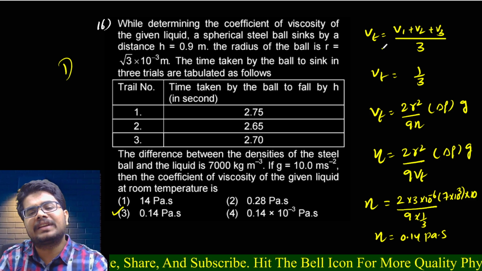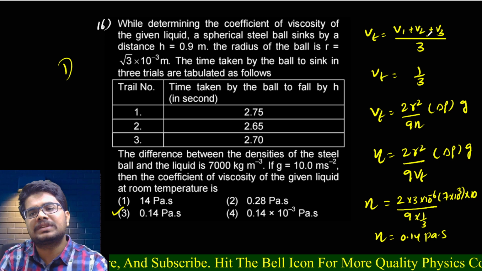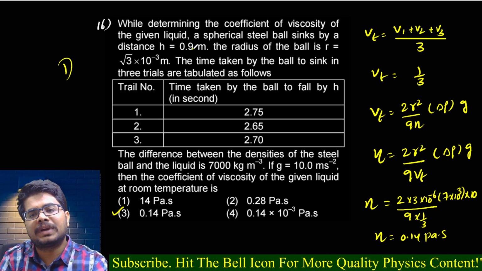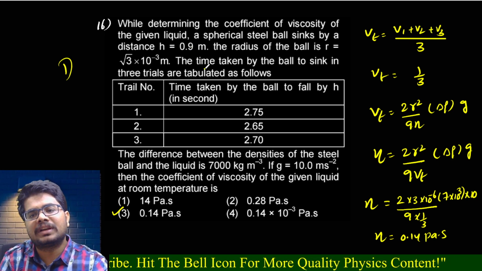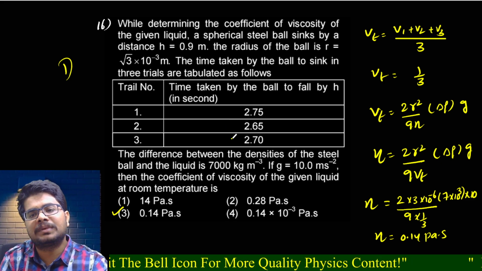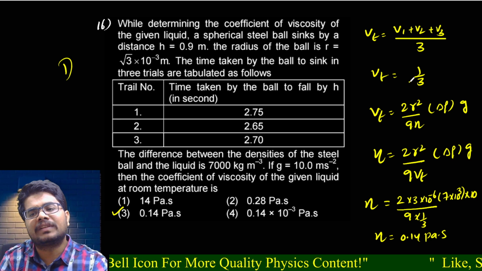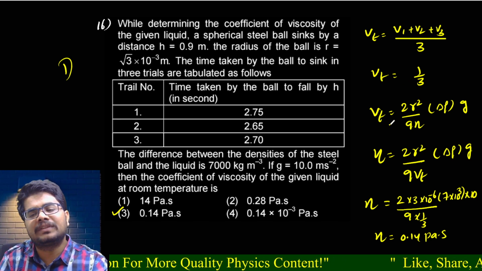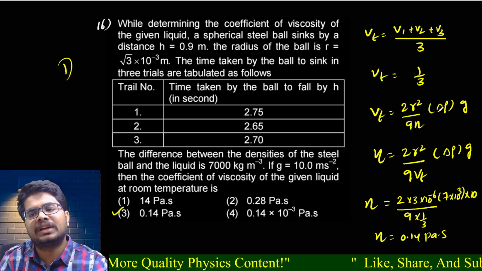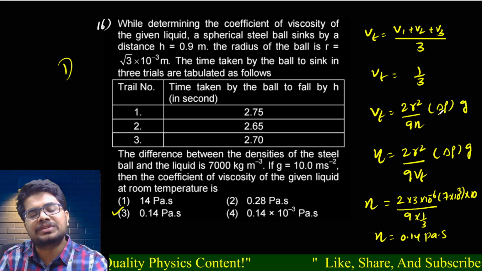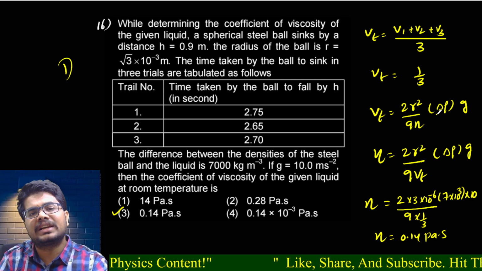First you need to find the average velocity, V1 plus V2 plus V3. How to find the V1 value? 0.9 by 2.75, 0.9 by 2.65, 0.9 by 2.7 you need to calculate. Then you will get 1 by 3. So the terminal velocity formula we know is Vt equals 2r square by 9 eta into delta rho into g. This is an NCERT question only, an NCERT level question. They already asked it in the NCERT.